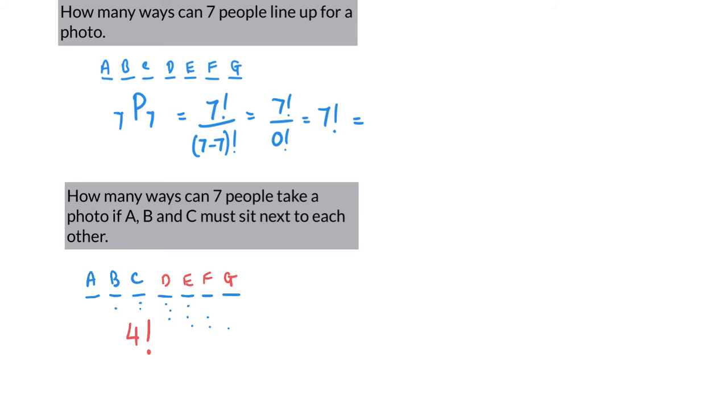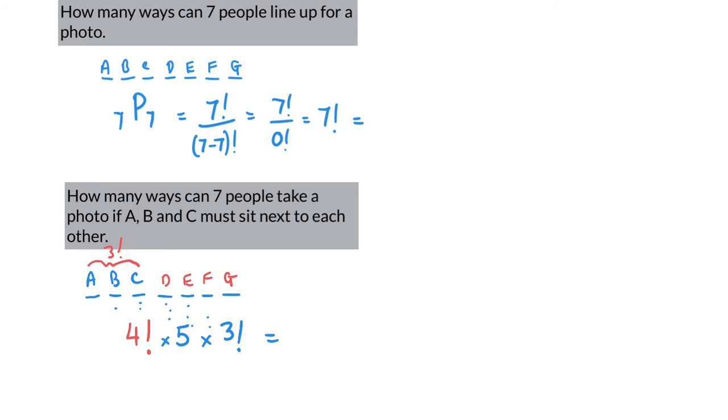So altogether they can move along 5 spaces. So therefore this is times 5. And then A, B, and C themselves can be rearranged in 3 factorial ways. So therefore this is times 3 factorial.